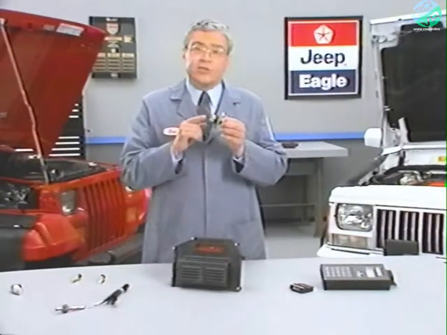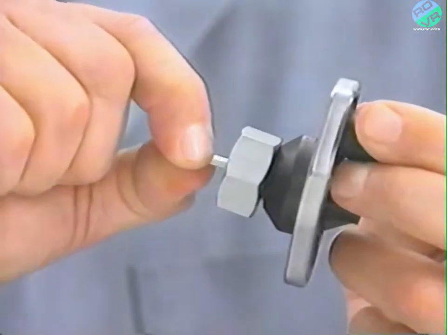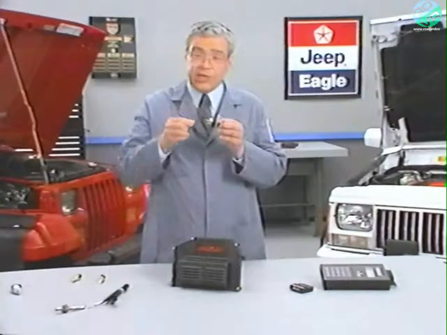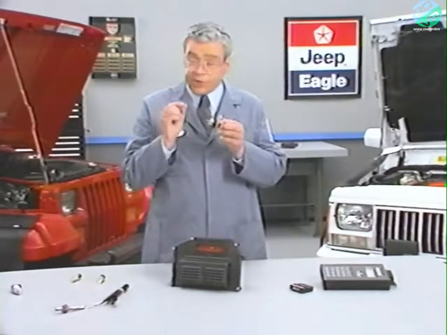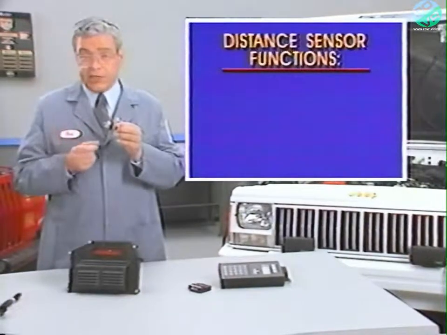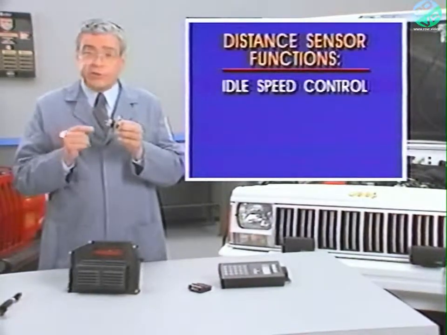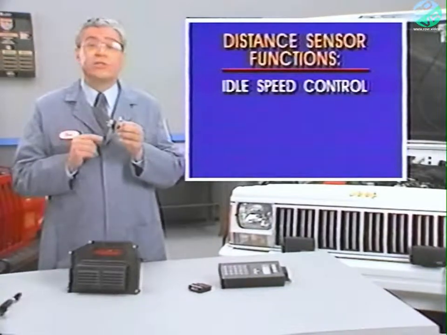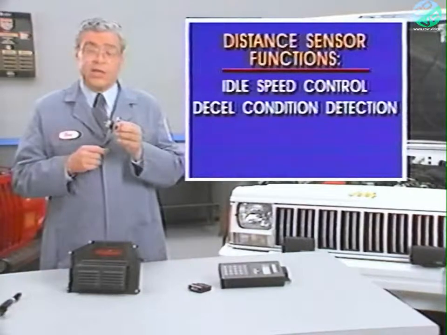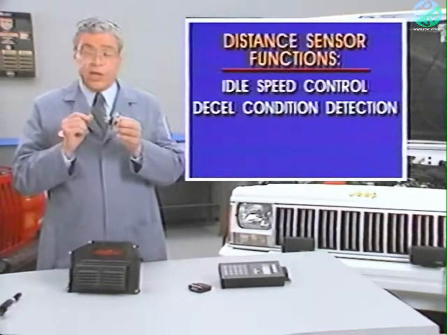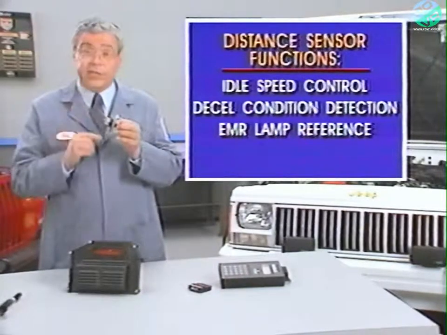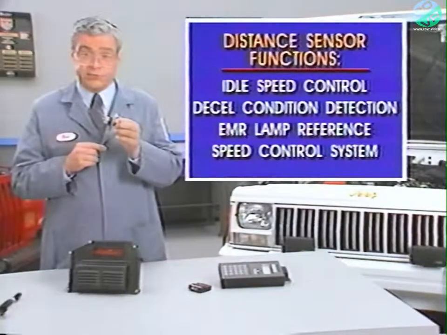The distance sensor generates 8 pulses per shaft revolution. By comparing the number of pulses to the time elapsed, the engine controller can determine vehicle speed and distance traveled. In addition to distance or speed, the sensor is used for idle speed control and works in conjunction with the throttle position sensor to detect decel conditions. The distance sensor is also used as a reference for the emission maintenance reminder light and works with our next input, the speed control system.